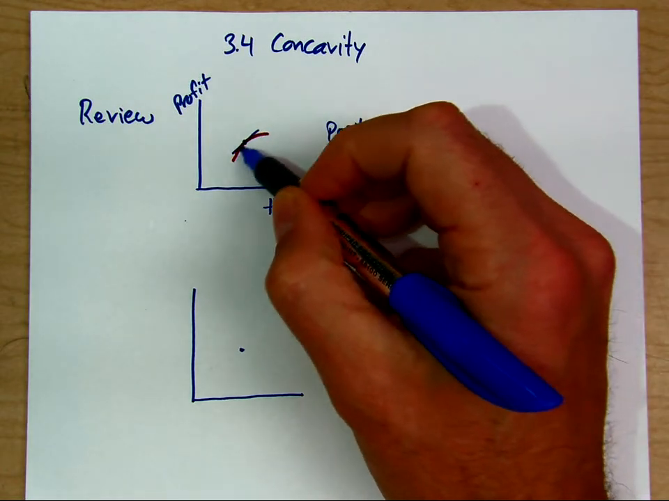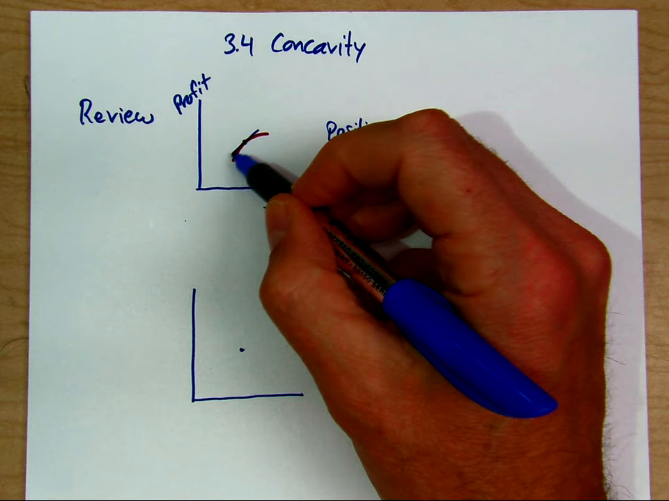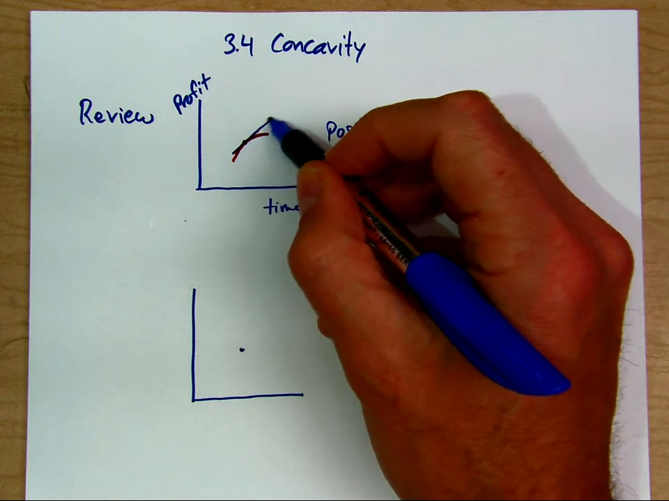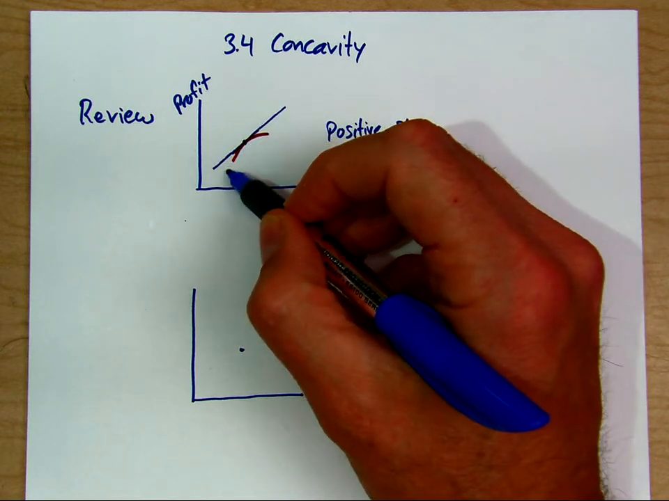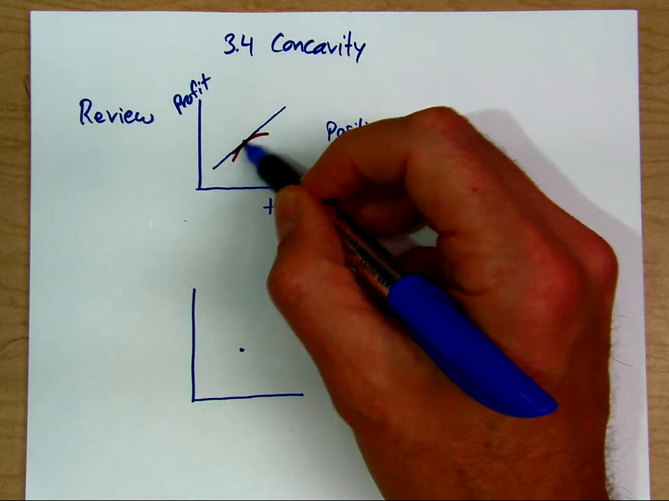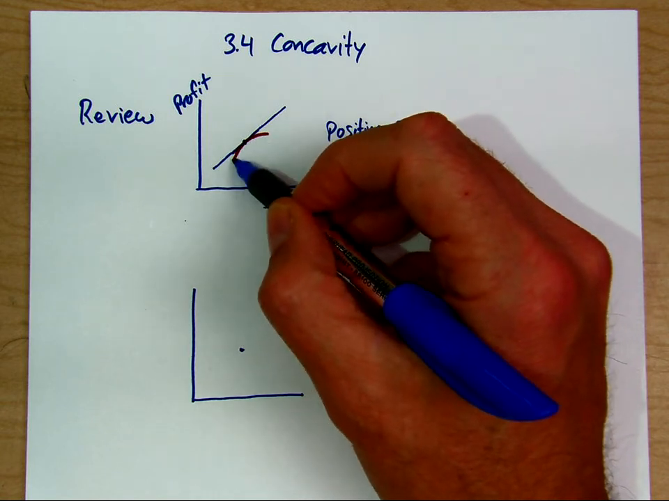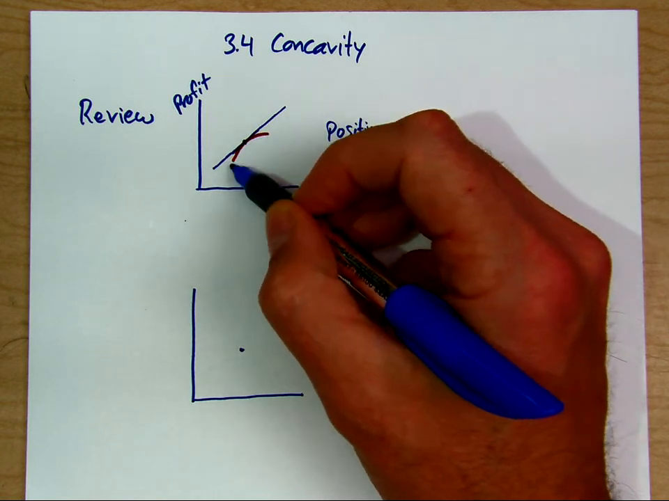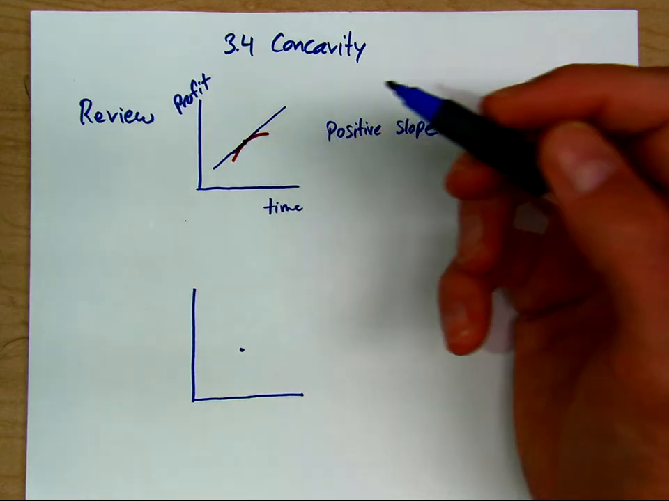So that's curvature. We know that both lines, the blue line is increasing, the red line is increasing, but the red line has a negative curvature. It's also called negative concavity, and we use the second derivative to find that.